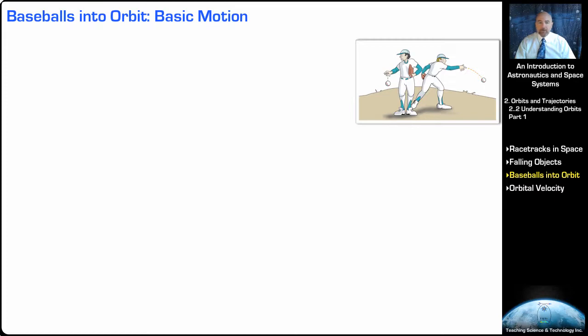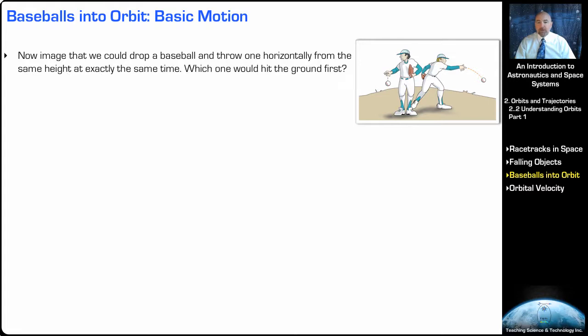To keep things simple, let's start with the challenge of putting a baseball into orbit and break the problem down to see what it really takes. Start by imagining two baseball players as shown in the figure in the upper right. One will drop a baseball and the other will throw a ball horizontally at exactly the same time from the same height as the first. Which ball will hit the ground first? They'll hit at the same time.